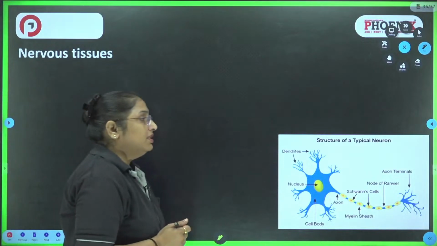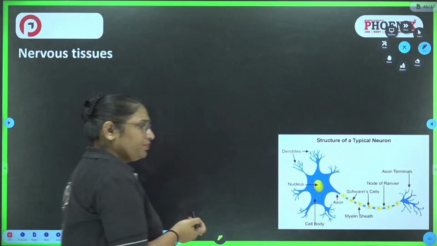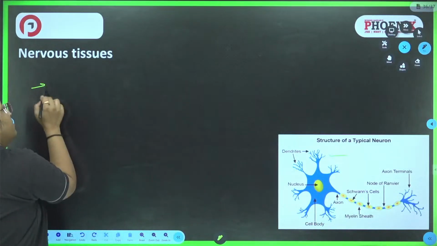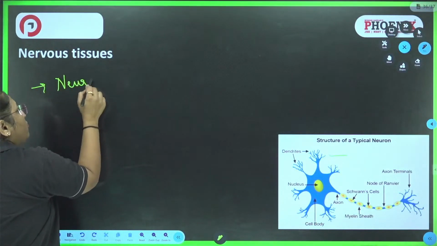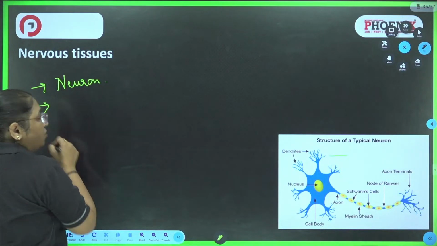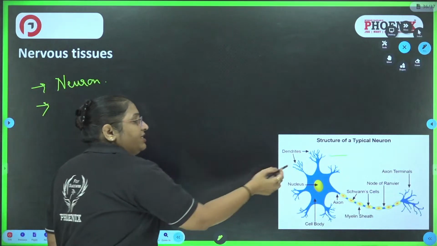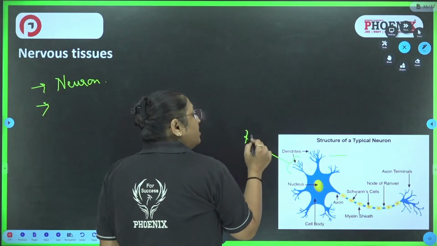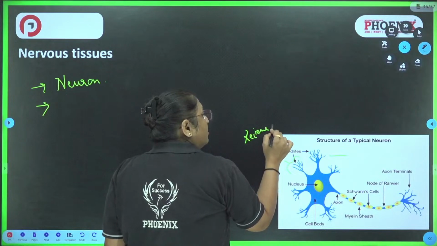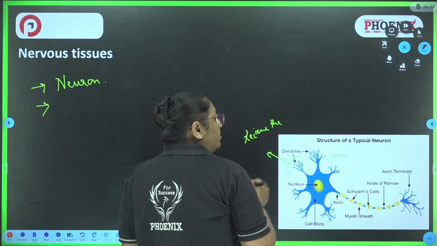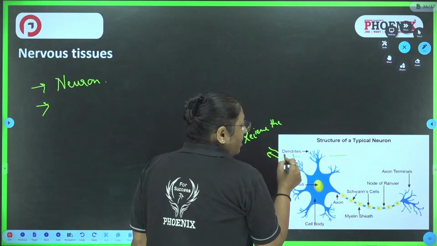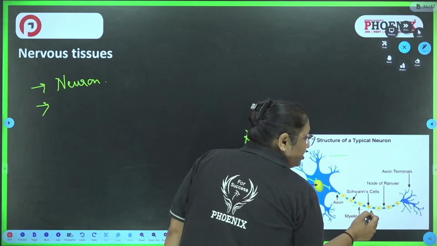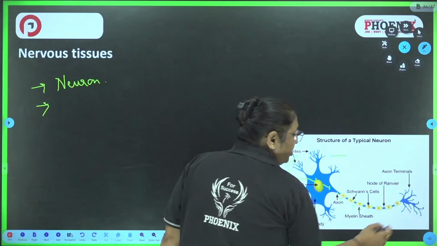Last, it is the nervous tissue. Nervous tissue contains the nerve cell, which you can say as a neuron. Dendrites are present here. So dendrites, what they do, they receive these signals from the receptor and these are passed on to the whole cell through the axon and then to the terminal.